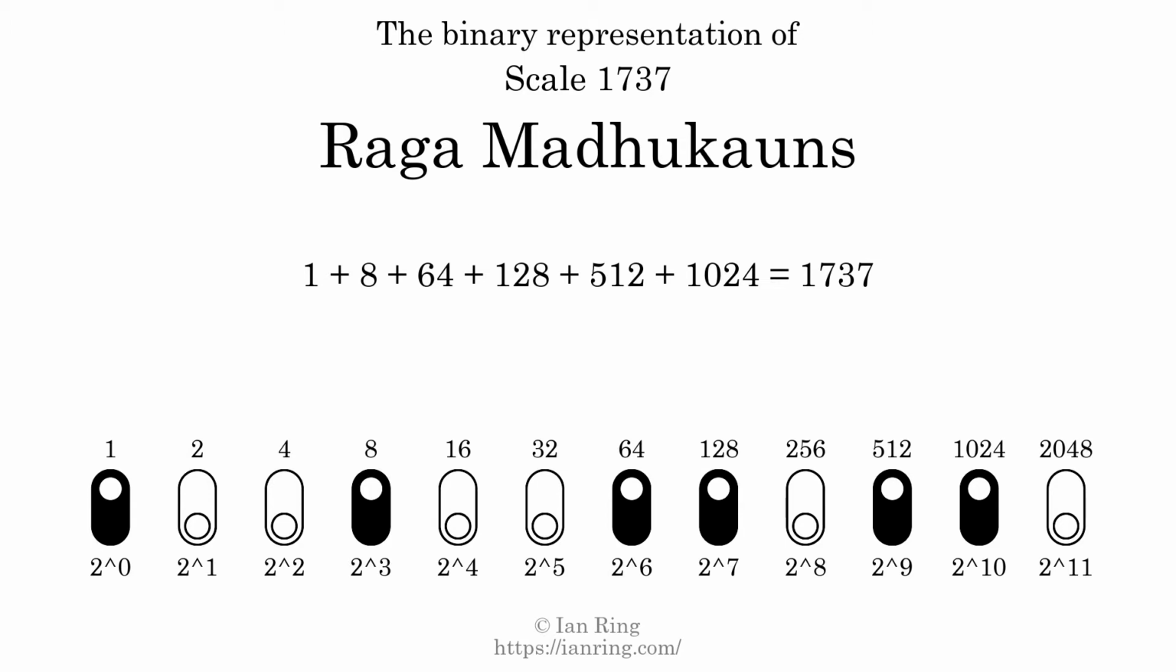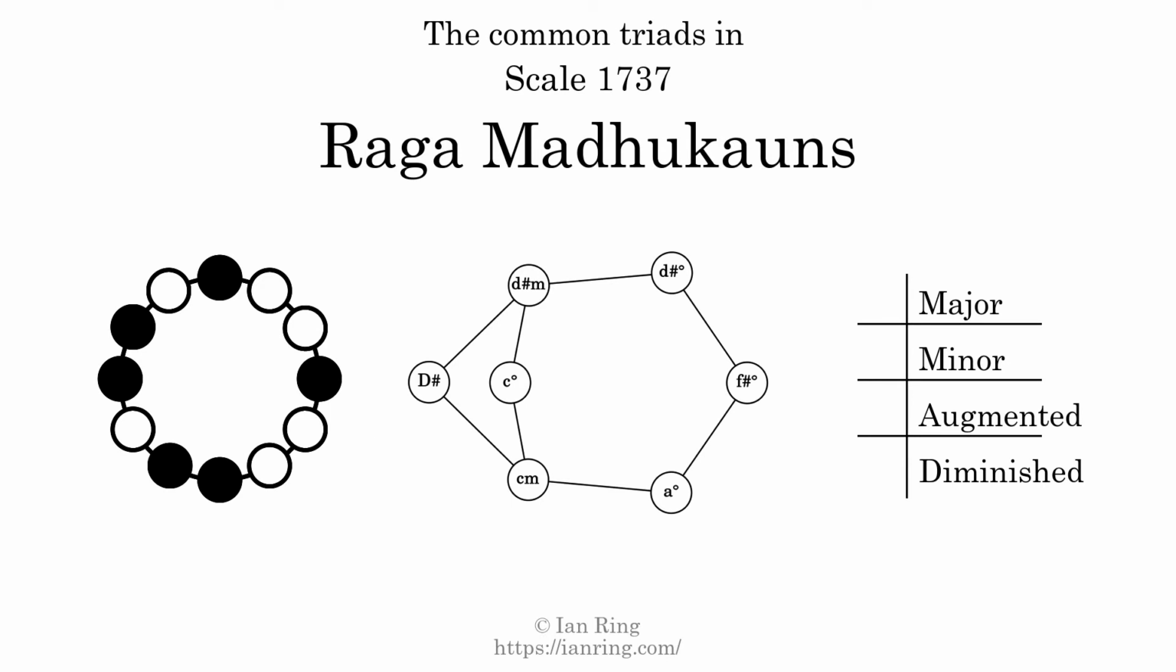1737. The scale number not only enumerates the scale with a unique index, but it also literally describes the tonal content of the scale. Represented as a binary number in base 2, the scale number is 0110110001001. Here are the common triads present in this scale.